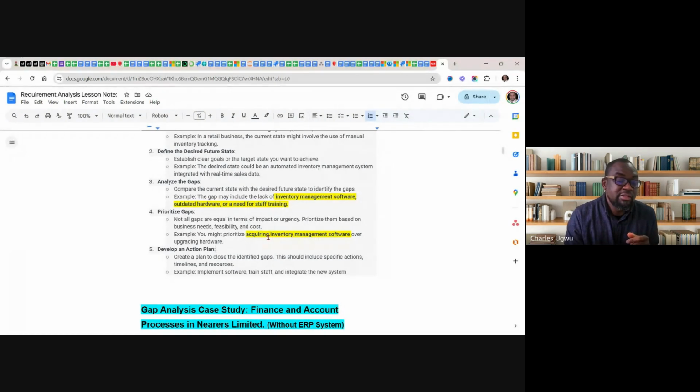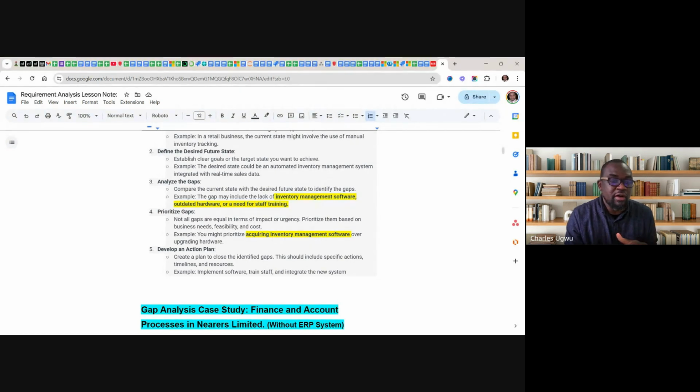After gap analysis, you find out the solution is to acquire an inventory management system. Then you develop an action plan. So with this solution, you have to carry out cost-benefit analysis to let the organization know that this is going to be a viable project.